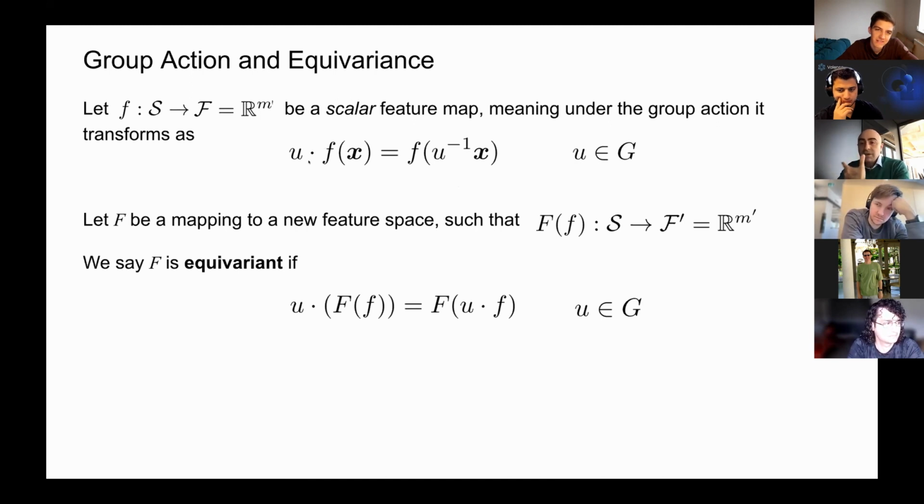Then what is an equivariant map? What is a group equivariant map? Basically, group equivariance means that we want to do a transformation on these feature maps, these little f's. I'm going to call the transformation that we're doing on the feature map capital F. And this capital F is called an equivariant map if a transformation done on the output of this map becomes a transformation done on the input of the map.